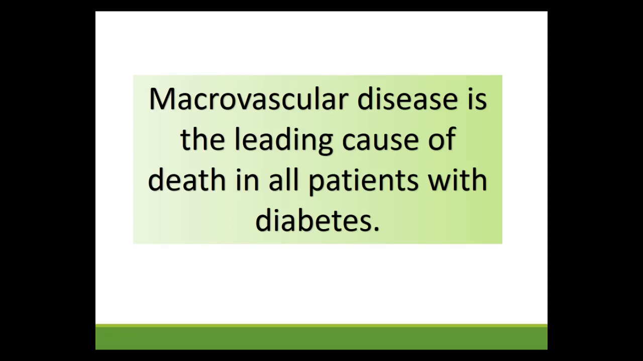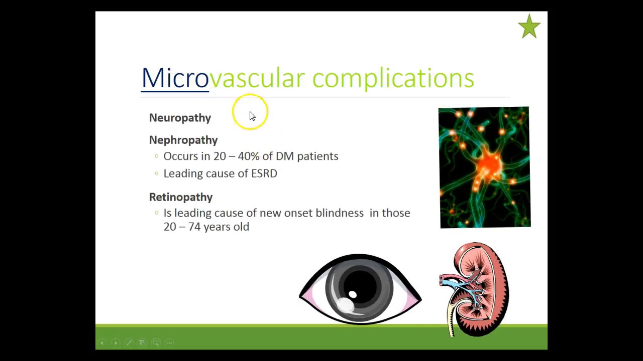So the microvascular disease is the leading cause of death in all patients with diabetes. Your microvascular complications, think teeny tiny small, so we're going to talk about eyes, the kidneys, and the nerves. Neuropathy is dysfunction of the nerves. Nephropathy, make sure you read your words when you take your test, is talking about your kidneys, occurs in 24% of diabetic patients, and is the leading cause of end-stage renal disease, ESRD. Retinopathy, basically with eyes, is the leading cause of new onset blindness in those ages 20 to 74 with diabetes.